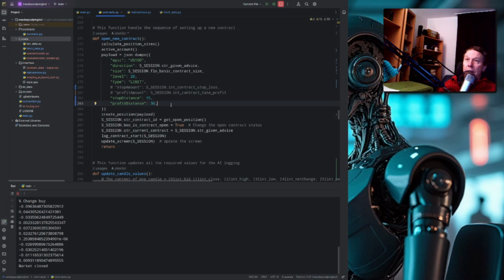You see the last changes I made were in the open new contract. What I did last week, and I'm not sure if it was last weekend, because we had this weekend, yeah, was change it so that instead of a stop amount and a profit amount, where we target a certain amount in dollars, I chose to go for a profit distance and a stop distance.